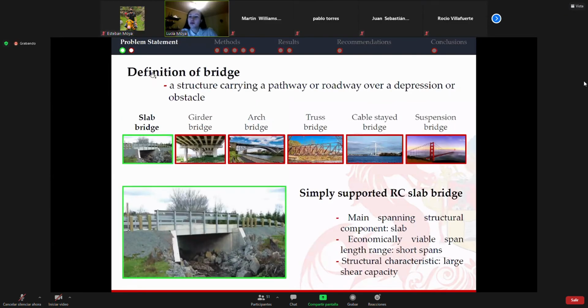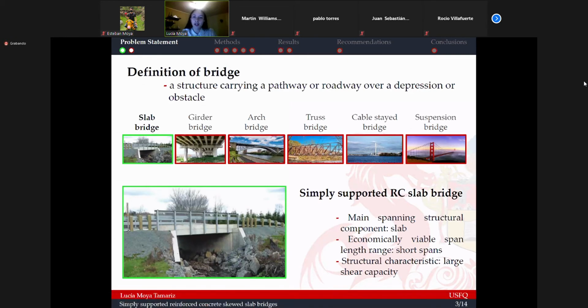The Merriam-Webster Dictionary defines a bridge as a structure carrying a pathway or roadway over a depression or obstacle. There are many types of bridges, and tonight I'll be focusing on slab bridges, and more specifically on simply supported slab bridges. These are characterized by using a slab as the main spanning structural component, by being economically viable for short spans, and by possessing a large shear capacity.